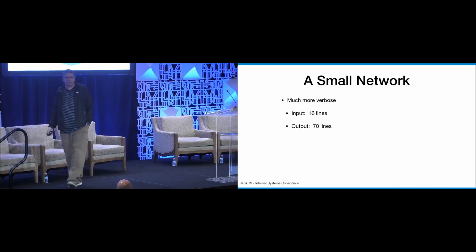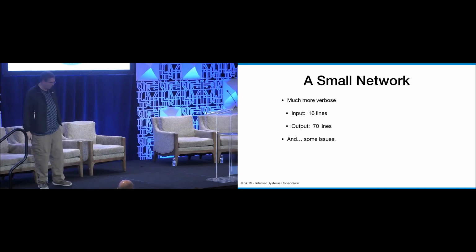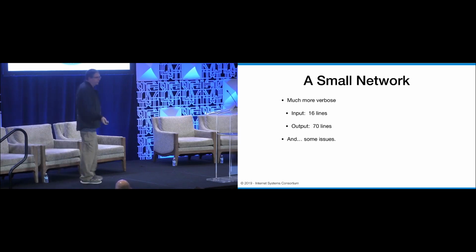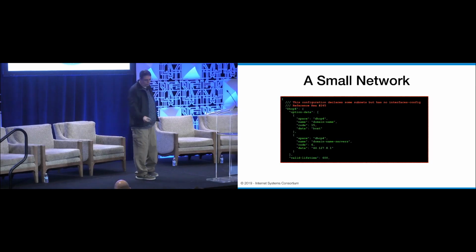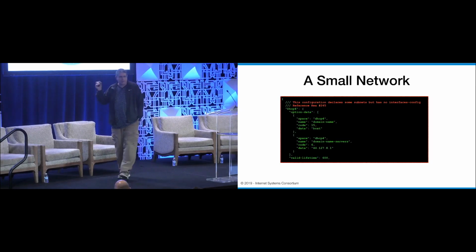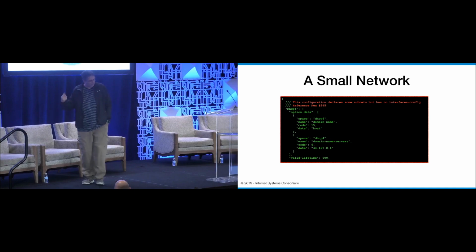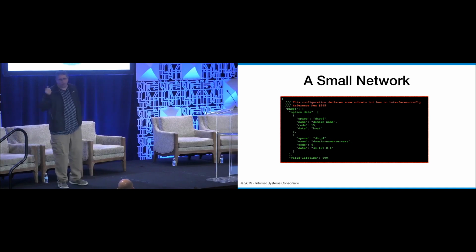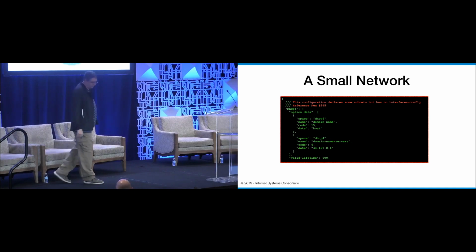The input is 16 lines, the output is 70, and it's going to provide us with some samples of issues that are going to occur. So when I look at the output file, what I see is a comment, and I did the colorization. It's not actually colored. We don't do that. It's nice and plain text. This configuration declares some subnets but has no interfaces config.